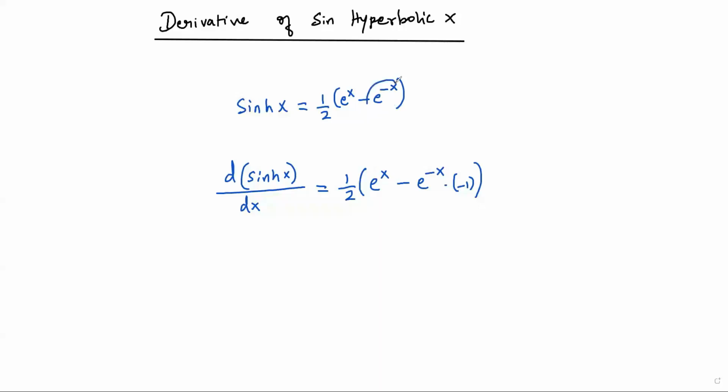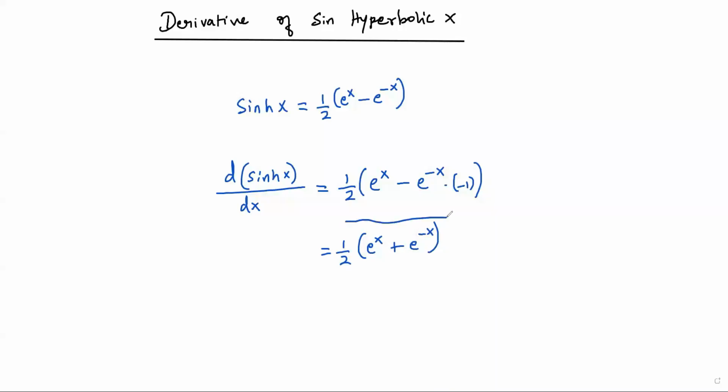So when I do the derivative of this e to the power negative x, it will be the same e to the power of negative x. And by chain rule, when I do the further derivative of this negative x with respect to x, it will be negative 1. So here 1 over 2 times e to the power x. This negative times negative will become positive e to the power negative x.